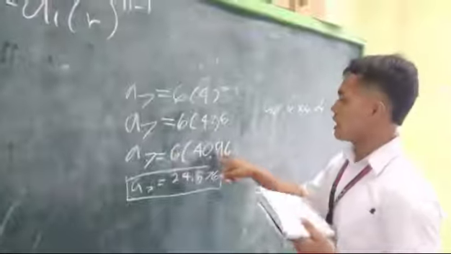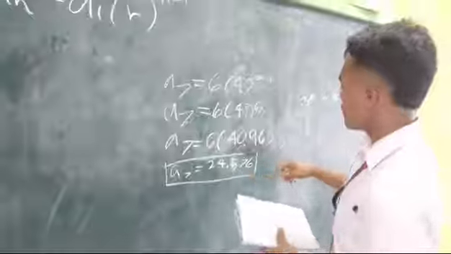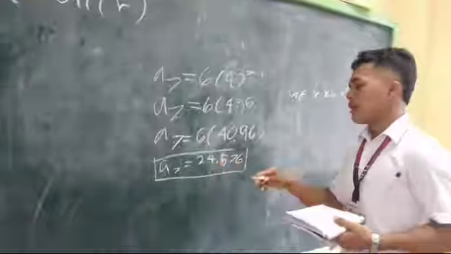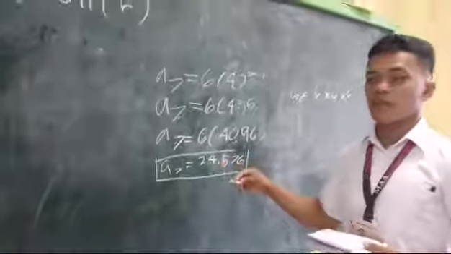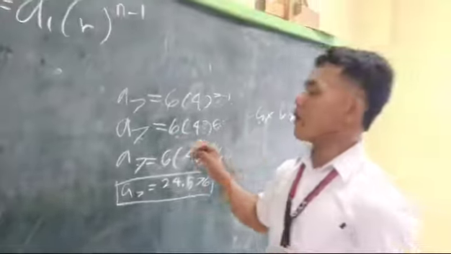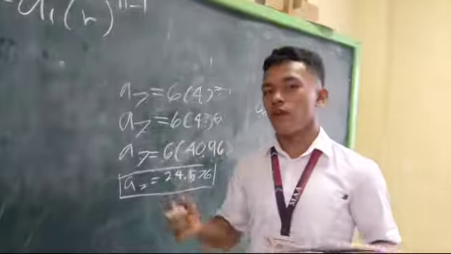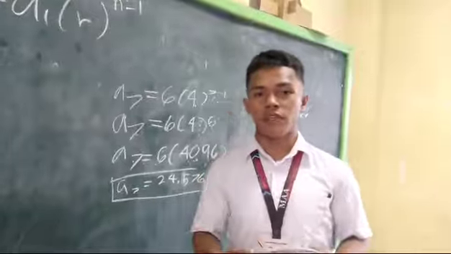So 4096 times 6 equals 24,576. Right? You know what I mean? You can get the perfect answer if you follow the step-by-step rule. That's all. Thank you. I will pass my reporting to my friend.